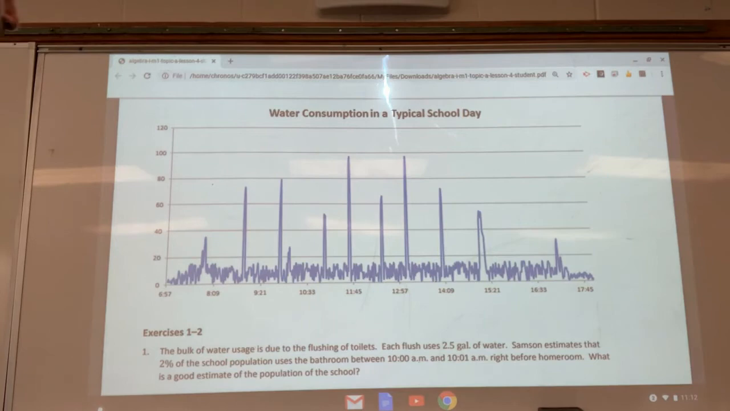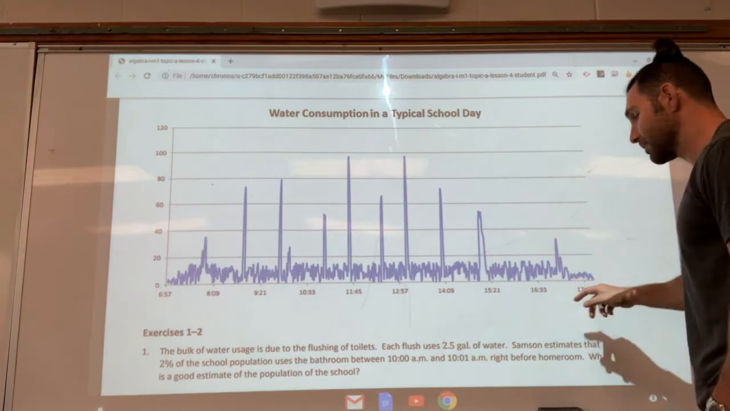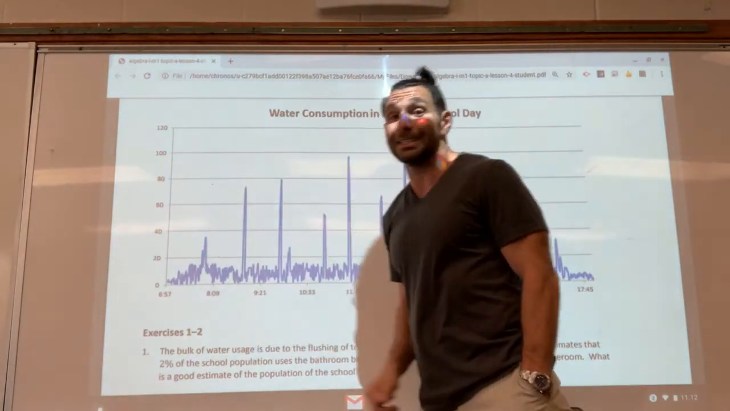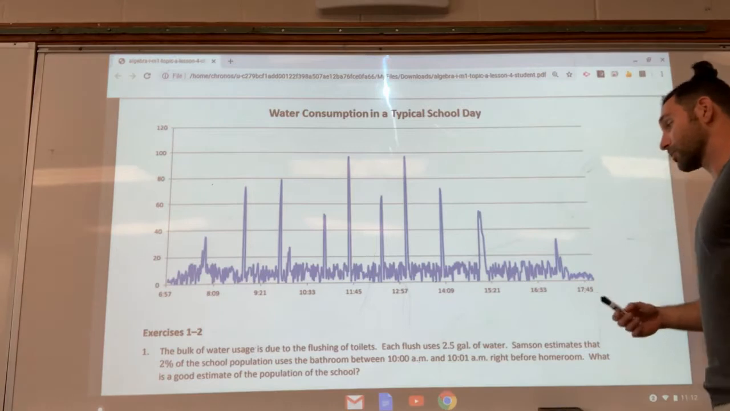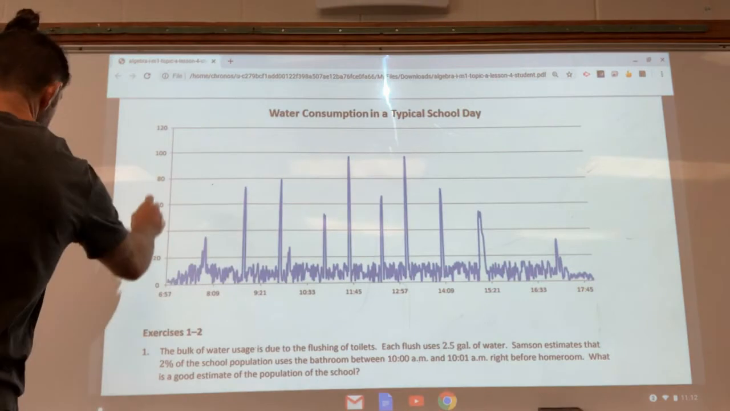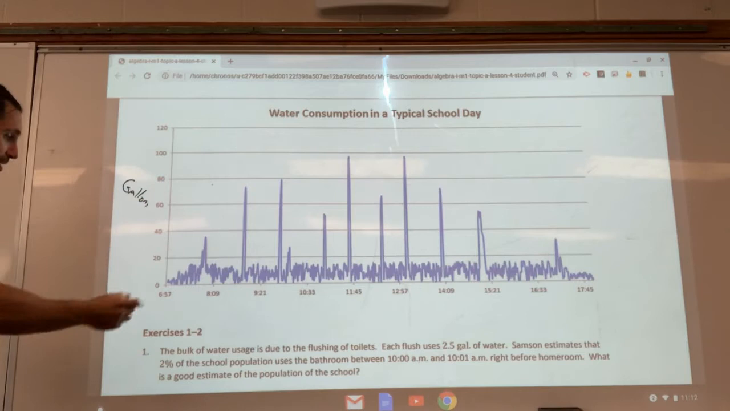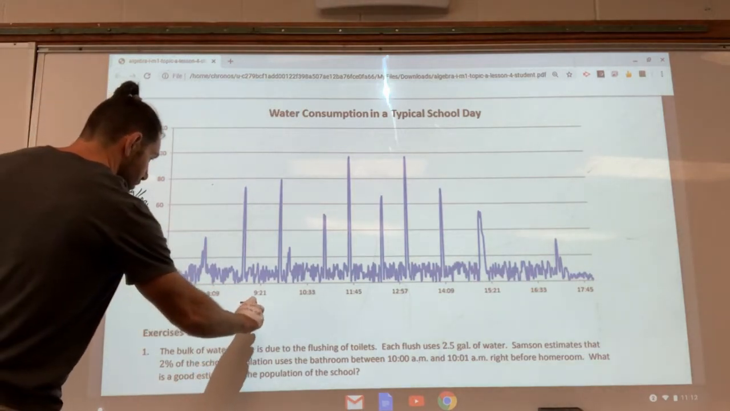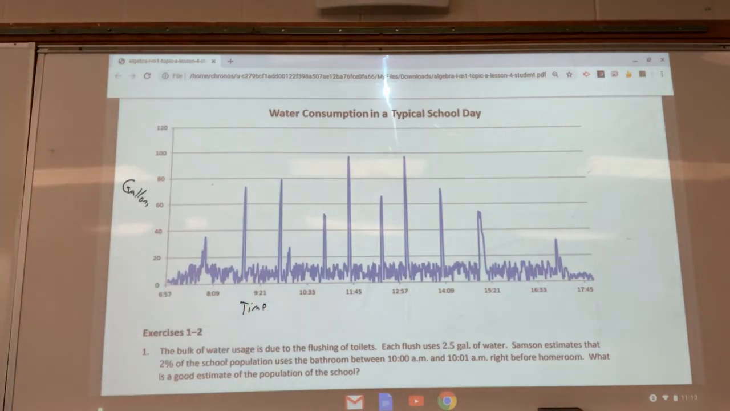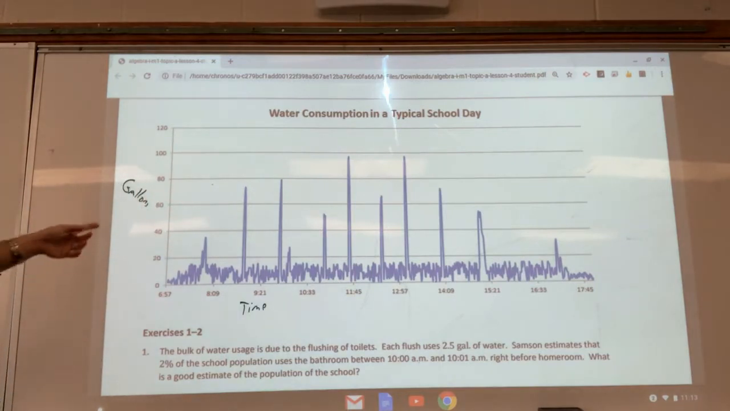So, first off, we need to know what these numbers are, because it does not state that. That's part of the problem. So if each flush uses 2.5 gallons of water, these are not flushes, these are gallons. What is this? This is our time. So this is the gallons versus the time. It's not water flushes per day, it's the water consumption. So how much water is actually going down our drain, which is determined in gallons. That's how I knew that.